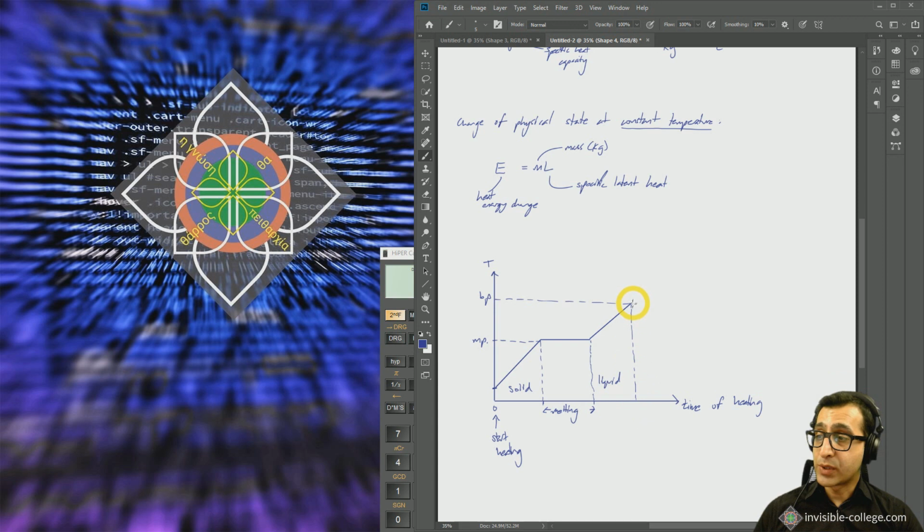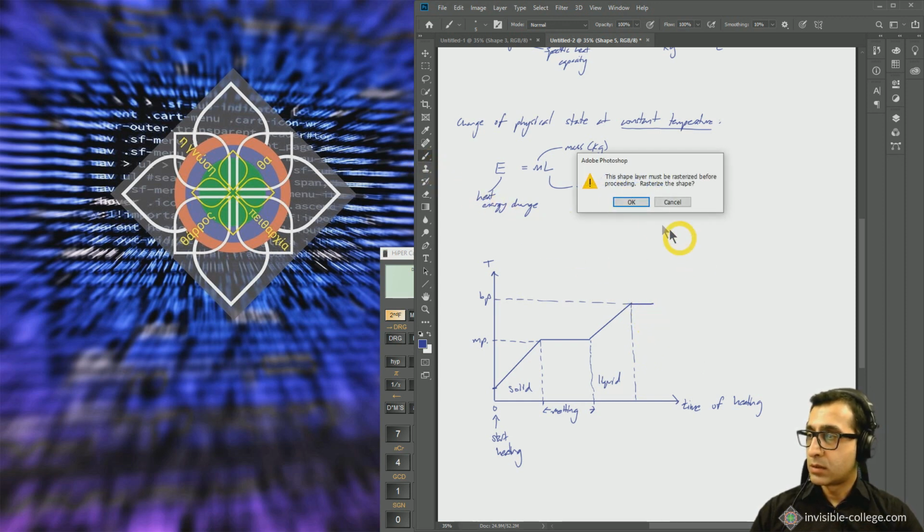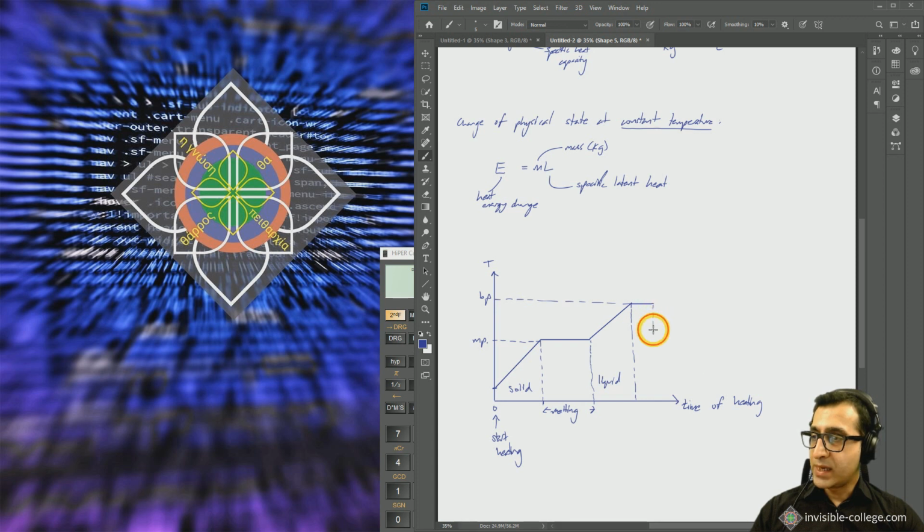Once we reach the boiling point temperature, we have something else which is going to occur here. We continue to heat, but the temperature does not rise because during this portion of our experiment, the substance is boiling to become a gas. So between here and here, during this duration, we have boiling taking place, and boiling happens at a constant temperature called the boiling point.